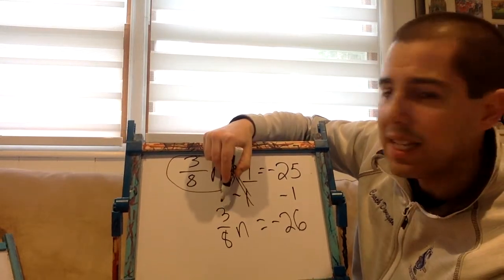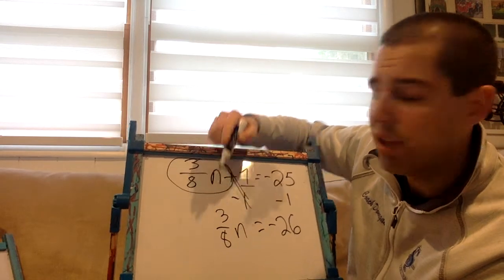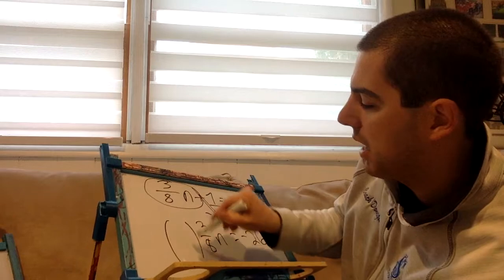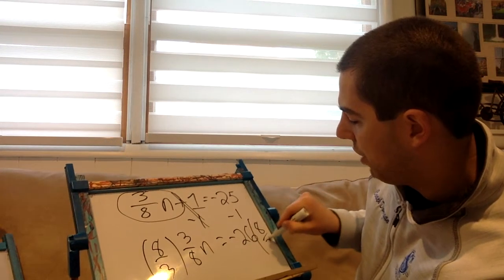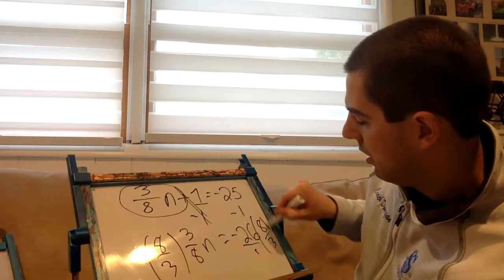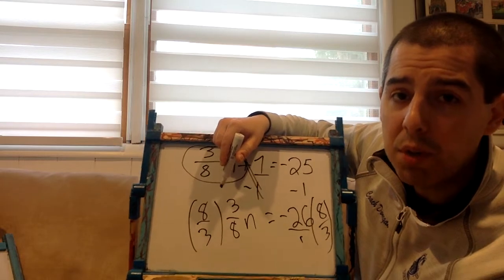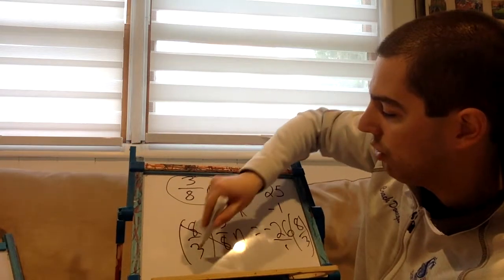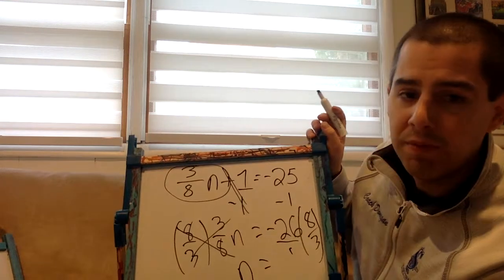Now, how did we get rid of these rational coefficients and make 1? We multiplied by the reciprocal. So on both sides, I'm going to multiply by 8/3. So on the left side, any number multiplied by its reciprocal is 1. I can cross cancel these all out into 1s, and I have 1n, or just n.